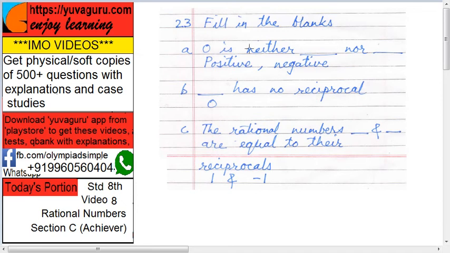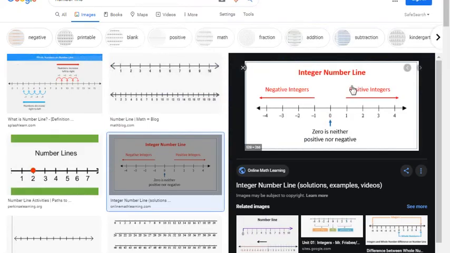The blanks: 0 is neither dash nor dash. So, positive, negative: 0 is neither positive nor negative. See this, we have seen this in our earlier video also. So 0 is over here. On the right side are positive, on the left side are negative integers, or you can call them rational numbers also.